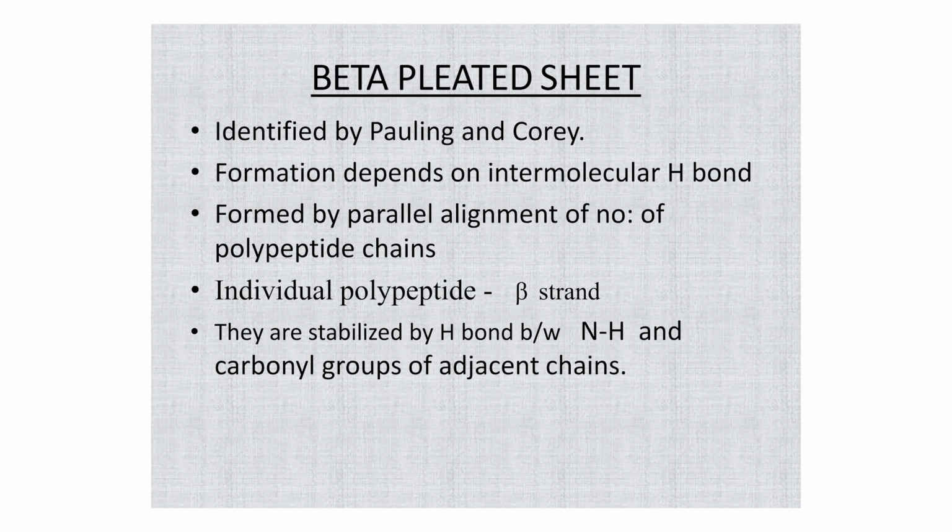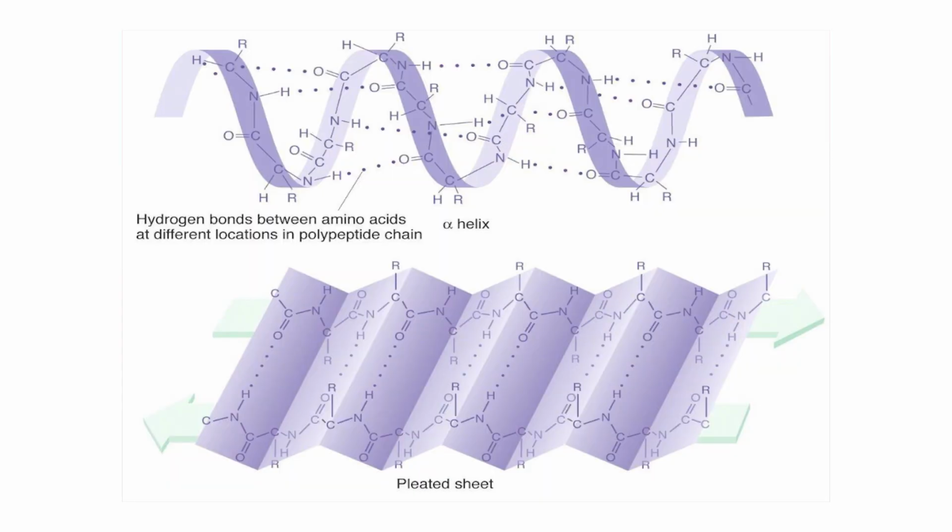Formation depends on intermolecular hydrogen bonds, which are formed by parallel alignment of a number of polypeptide chains. Each individual polypeptide chain, that is the beta strand, is stabilized by hydrogen bonds between the NH and carbonyl group of the adjacent chain. Now, you can see here both structures, the alpha helical structure and the beta pleated sheet. In parallel sheets, adjacent polypeptide chains proceed in the same direction, that is, the direction of the N terminal and C terminal ends is the same, so we call it parallel.